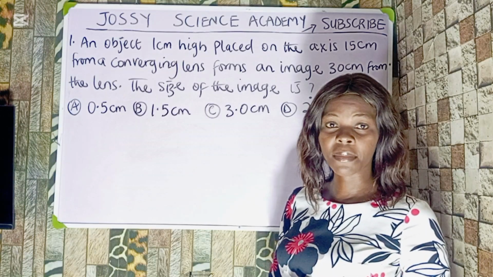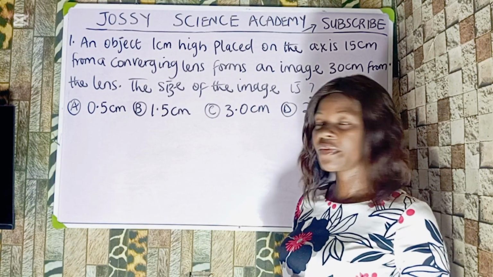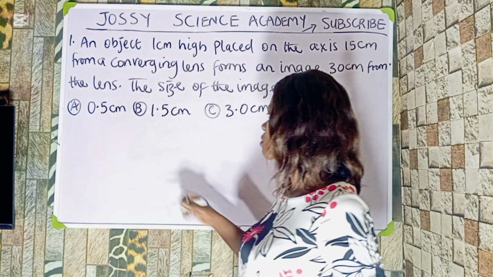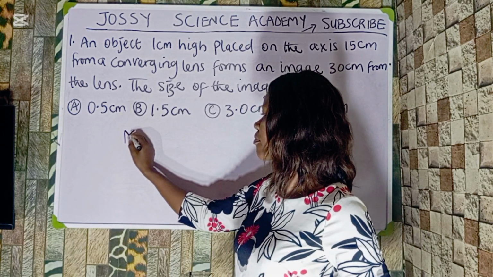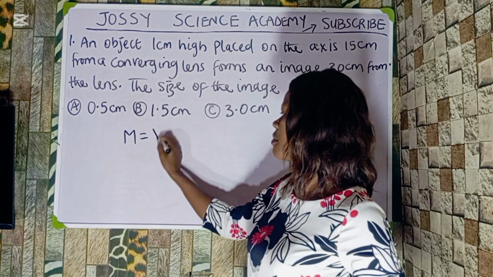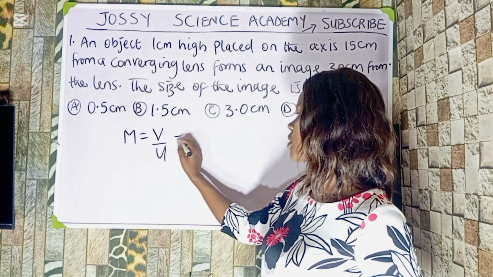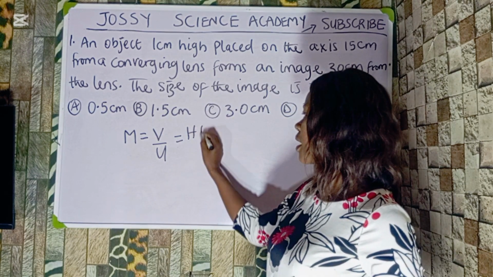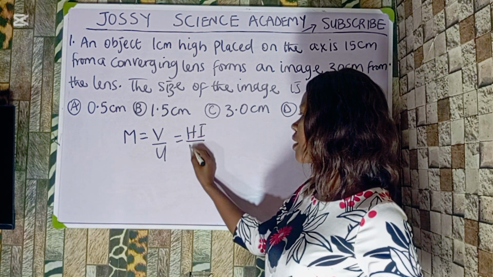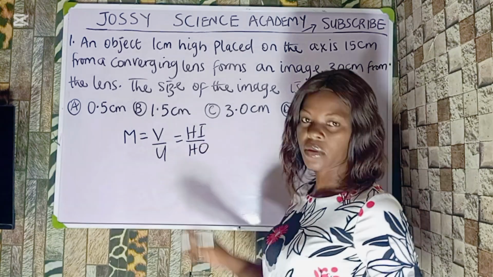The first thing that will come to your mind is magnification. Magnification is equal to image distance over object distance, okay? And it's also equal to height of the image over height of the object, okay?